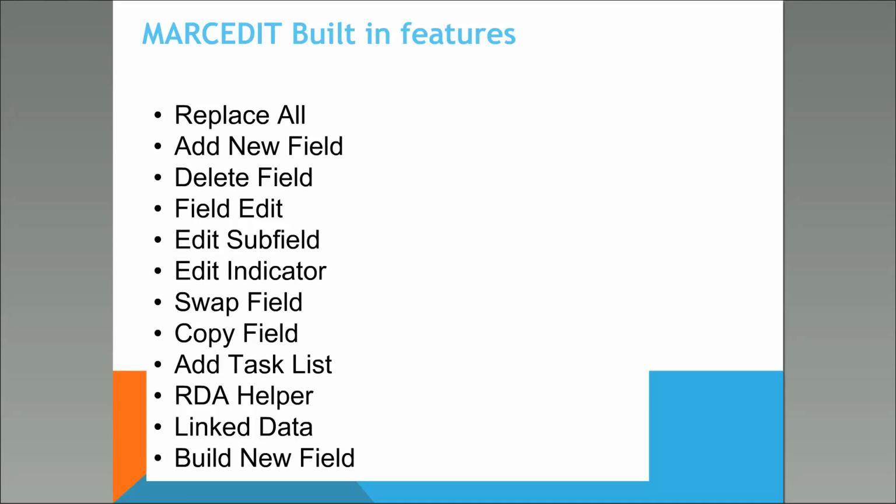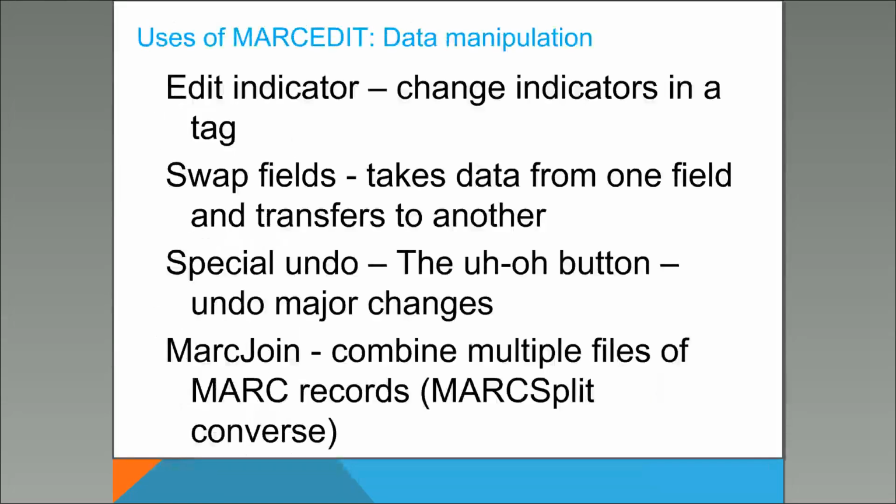You can create a task list so that, if you want to, you can break your file up into a bunch of little files. And you can use MARC split to do that. And then you could create your task list so that you just run the one operation and it does all those tasks at that one time. So, it's very useful in terms of that. RDA helper, we just looked at a little bit, and then of course linked data, and then you can build new things too.